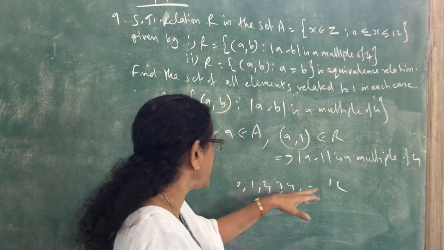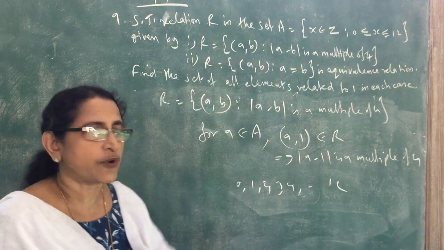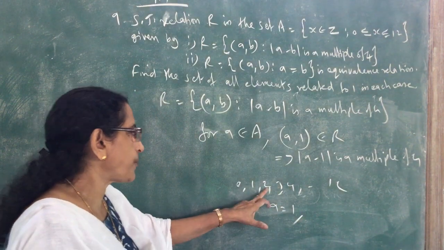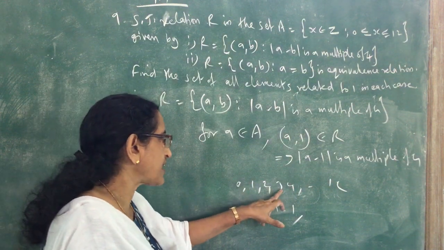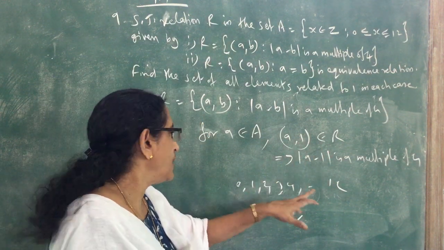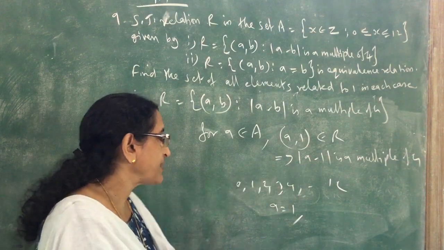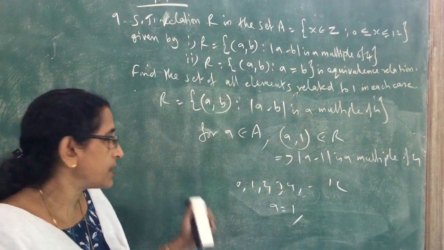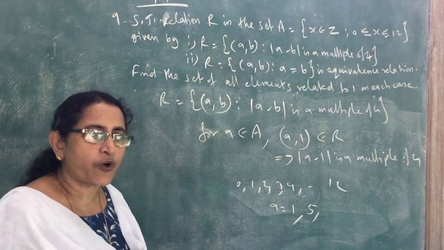So a can be 1: 1 minus 1 is 0, a multiple of 4. Now 2 is not possible because 2 minus 1 is 1, not a multiple of 4. If you take 3, 3 minus 1 is not a multiple of 4. If a equals 5, 5 minus 1 is 4, a multiple of 4. So a can be 5. Which is the next possible number?